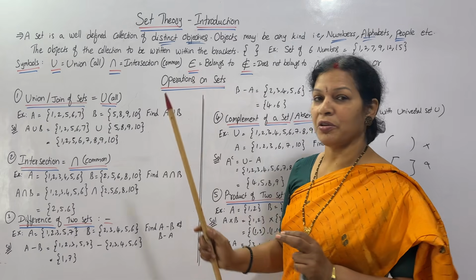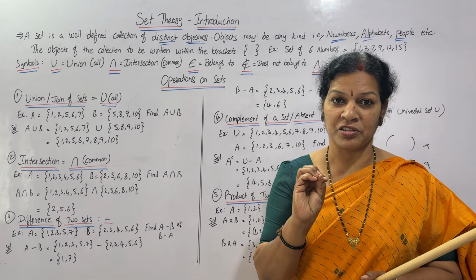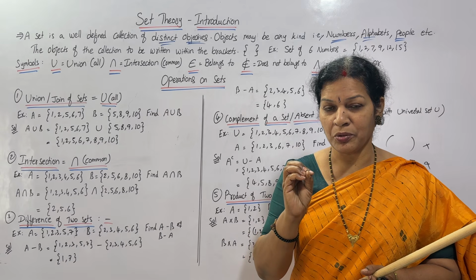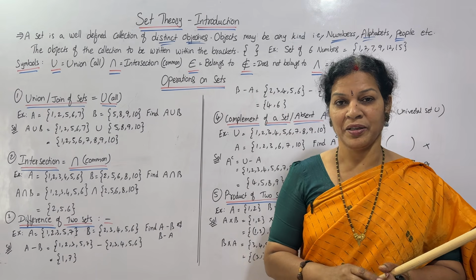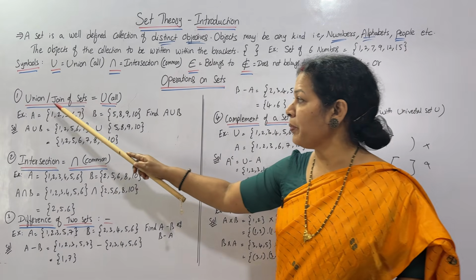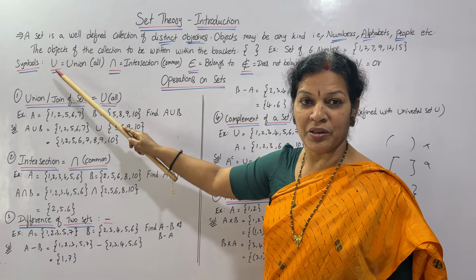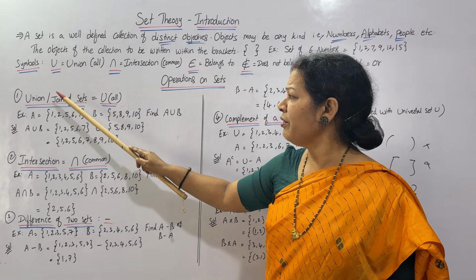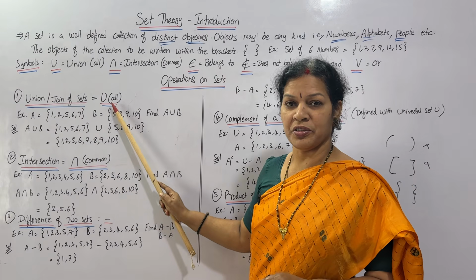Now we'll see operations on sets. A total of 5 important operations are there. Today we'll understand only these 5 important operations. The next class will focus on the next topic. The first operation is union. Union, as we have seen, is U. We can say it is a joint of sets also.